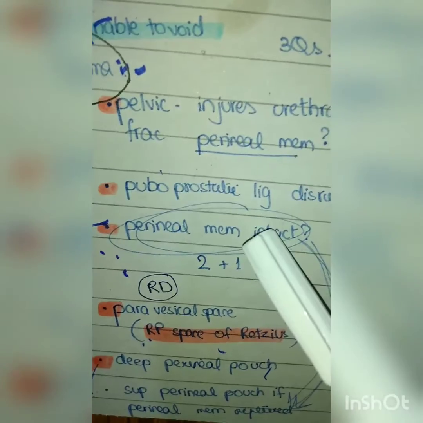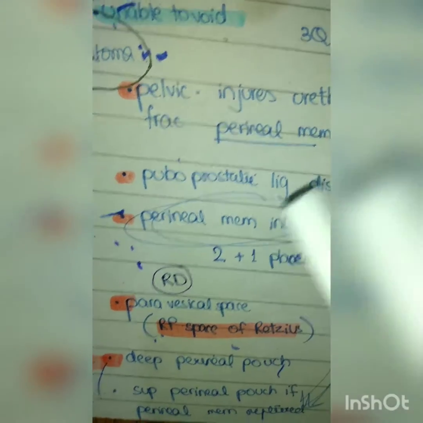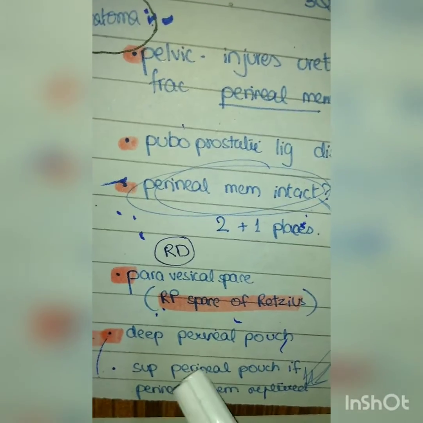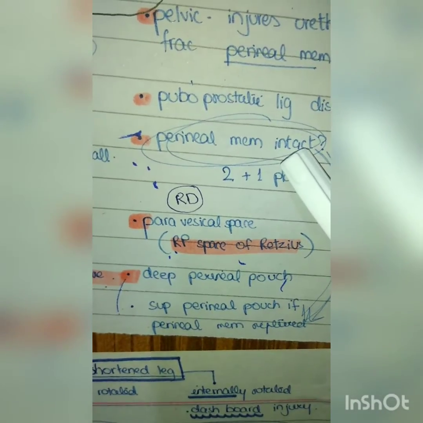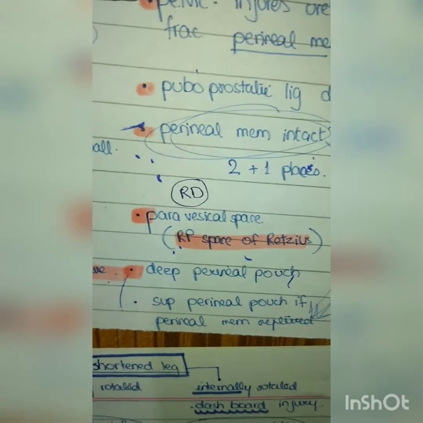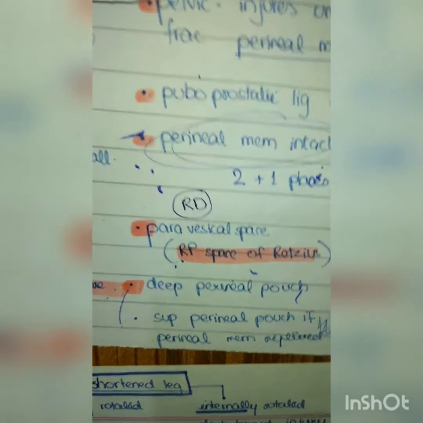But if the perineal membrane has also ruptured along with this, the urine is also going to seep into the superficial perineal pouch. Okay, so this is an extra space for urinary accumulation if the perineal membrane is also ruptured. That's why we were also considering in our mind whether the perineal membrane is intact or not.